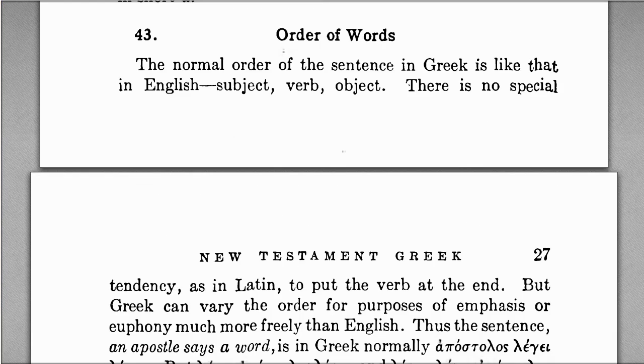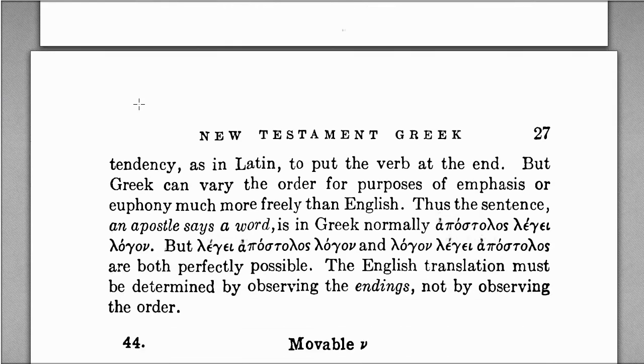43. This is the bottom of page 26 of Machen. Now we're going to deal with the order of words. The normal order of the sentence in Greek is like that in English. Subject, verb, object. There is no special tendency, as in Latin, to put the verb at the end.